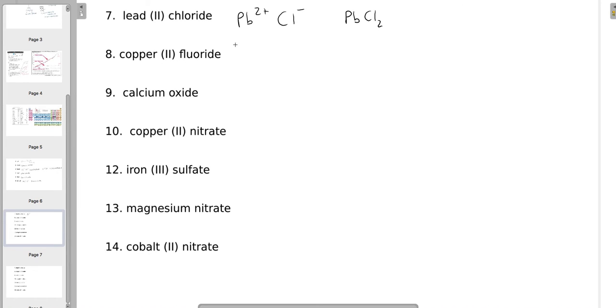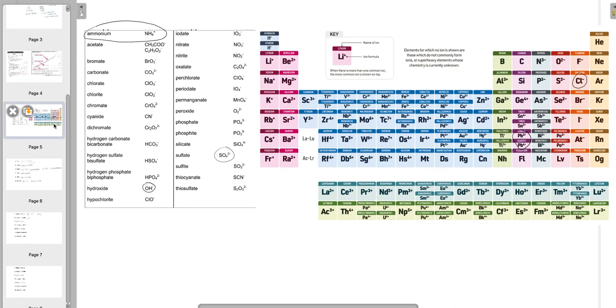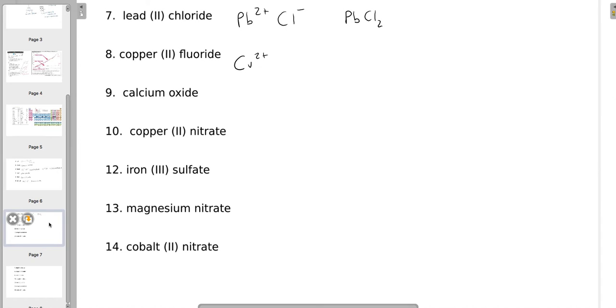Okay, copper 2 fluoride. There are also 2 different forms of copper, copper 1 and copper 2, that are common. So you have copper with a charge of 2+, and fluoride comes from fluorine. Fluorine is at the top of the halogens, so it has a charge of 1-. So you have copper with a charge of 2+, fluorine with a charge of 1-. It's the same ratio as lead chloride, which is CuF2.